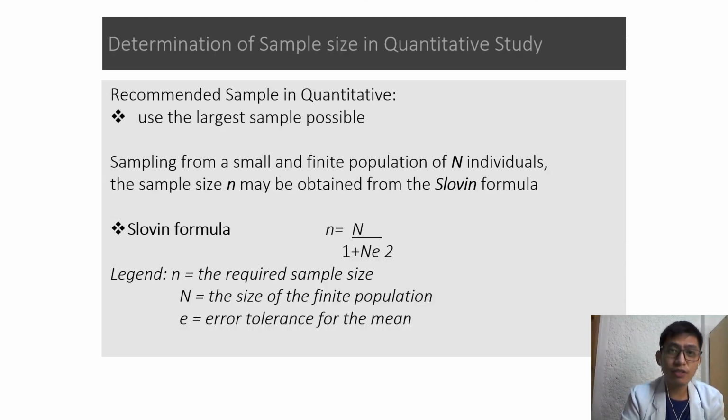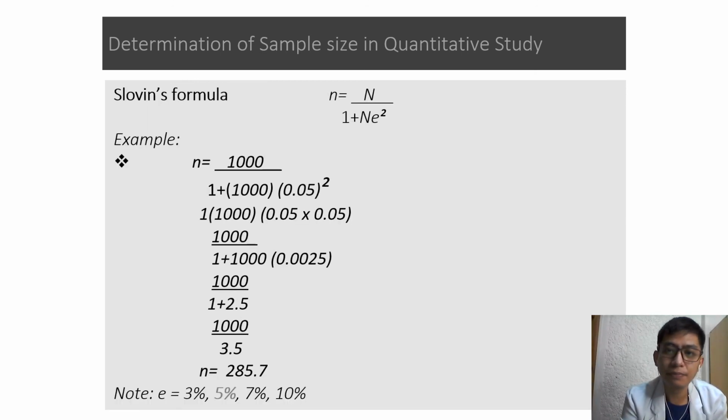So, determination of sample size. Based on Slovin's formula, we have sampling from a small and finite population of N, and small n may be obtained. So small n equals N over N plus N e squared. Sample.